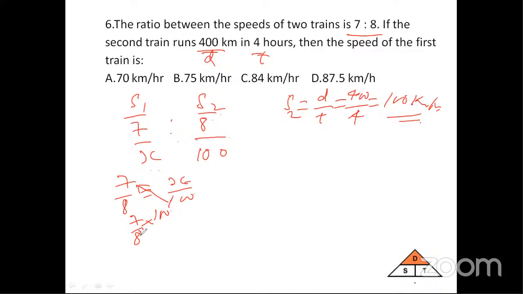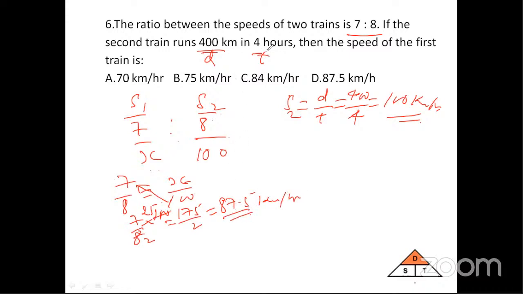So this will be 100 into 7, 700/8. You will get here, for example, 4 2s are, then you will get 4 25s are. So 25 into 7, 140 plus 35, that is 175 by 2, which is nothing but you get 87.5 kilometer per hour.